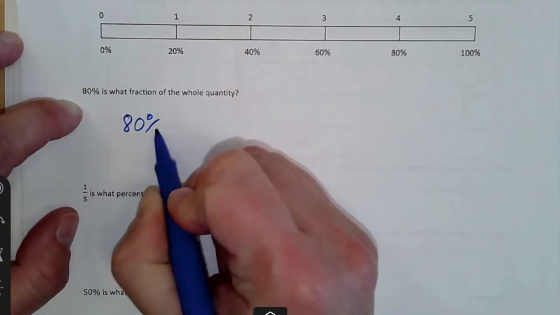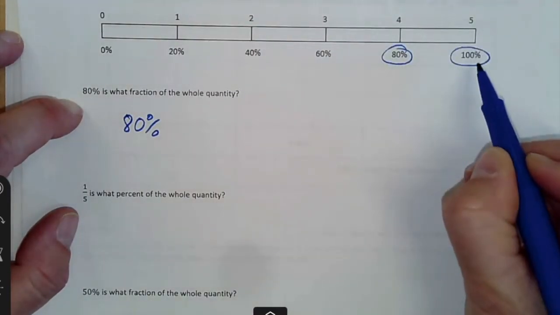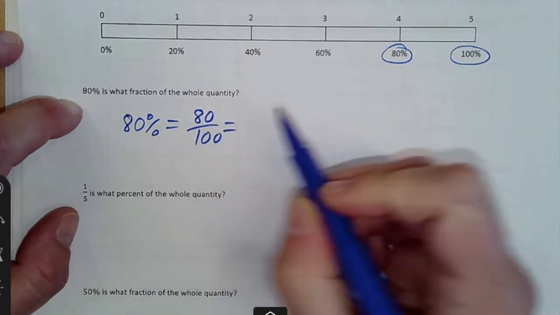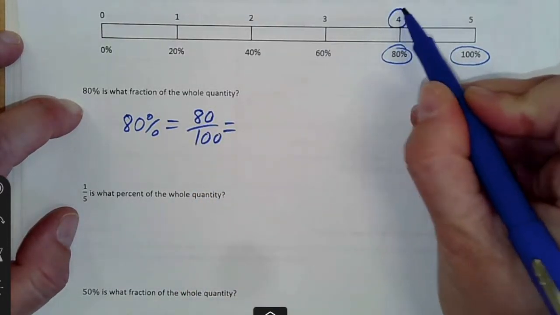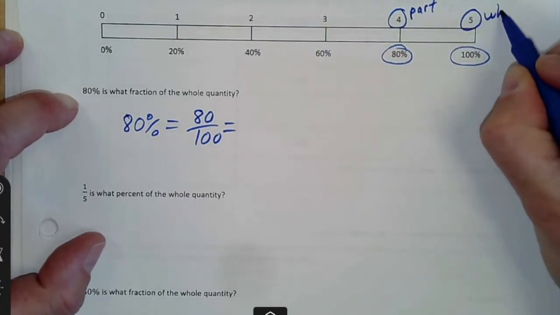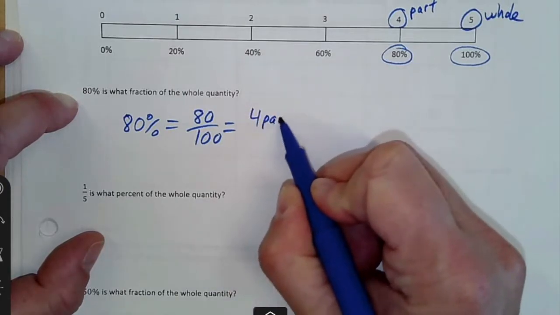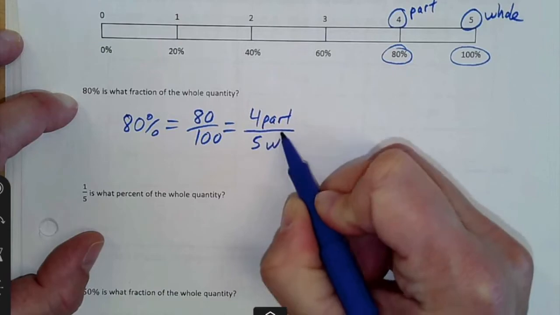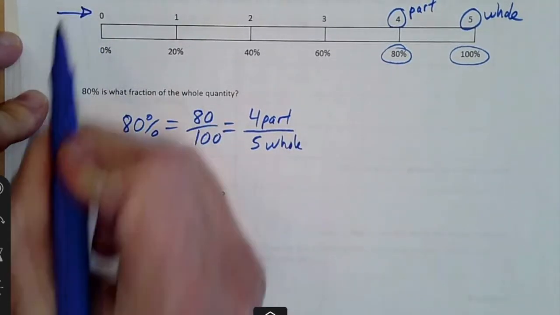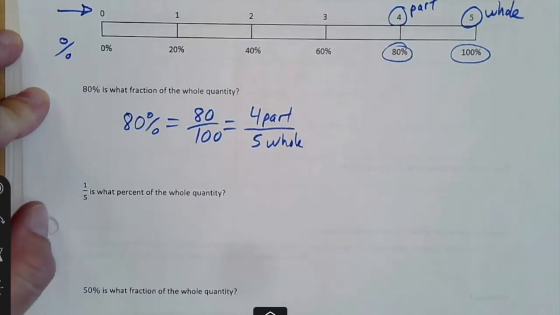80%, so let me find 80%. That would be 80% out of 100 as a fraction. So we would write 80 out of 100. Is that the same thing as, now look up here, is that the same thing as 4, which is the part, out of 5, which is the whole? Is 80% the same thing as 4, the part, out of 5, the whole? So the top part's the quantity on the test, and then this part right here is your percent. And that is true.